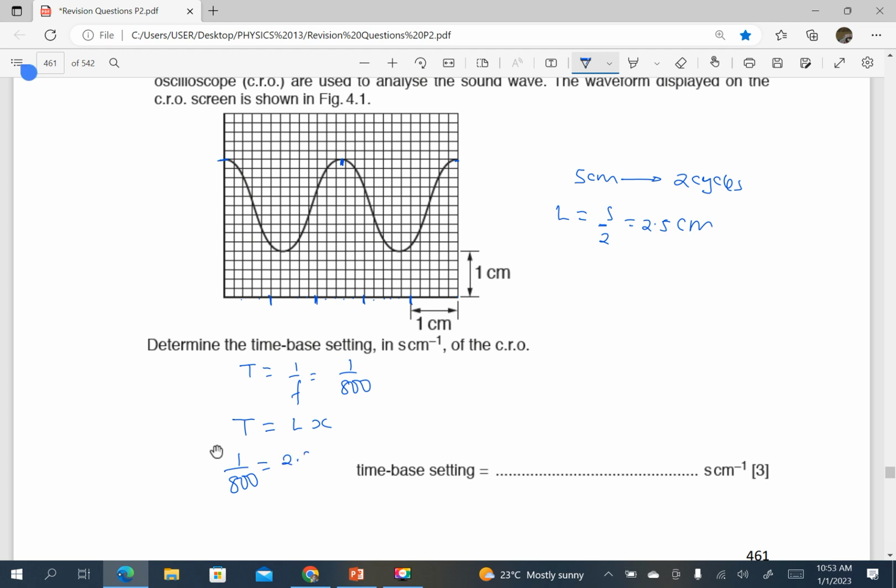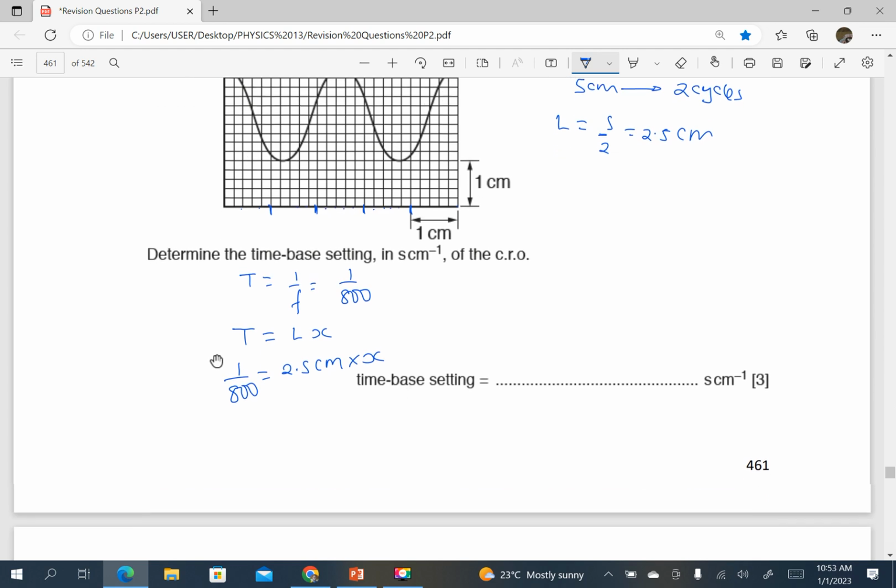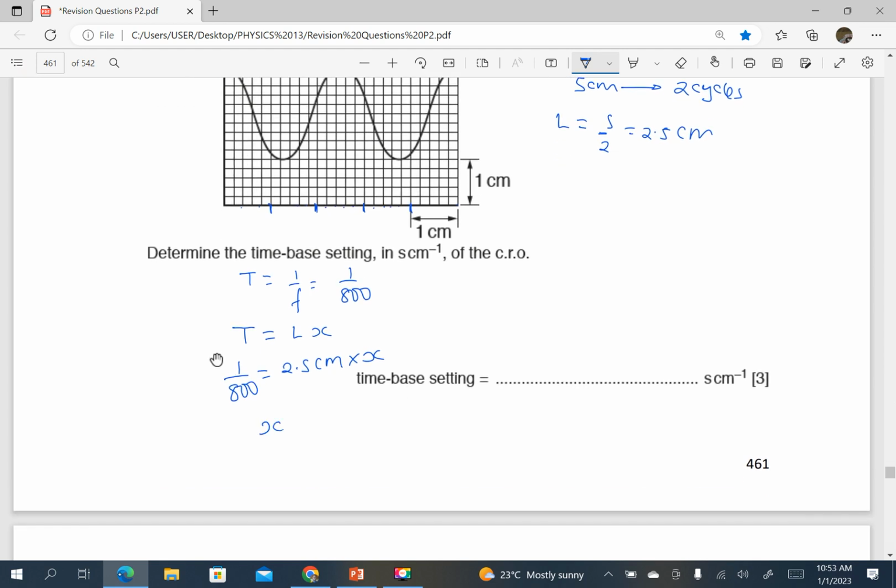So this will be 2.5 centimeters multiplied by X. So what is X? X is therefore going to be 1 over 800. Remember, this is in seconds. Divide by 2.5. Remember, this is in centimeters. So I just press my calculator.